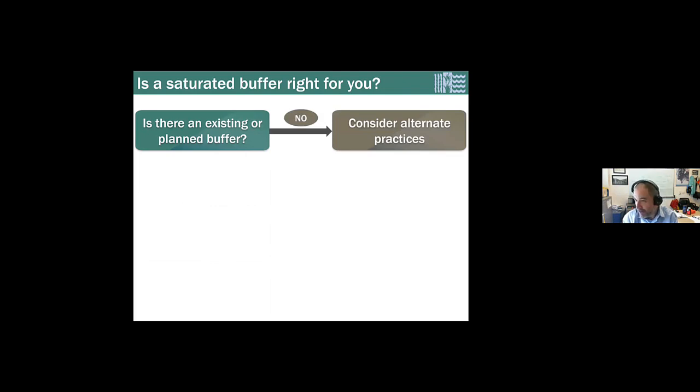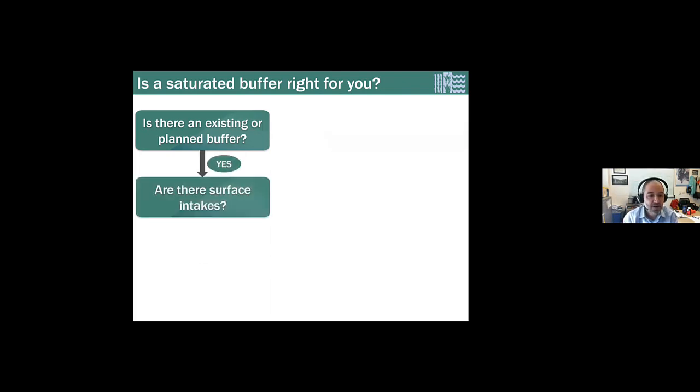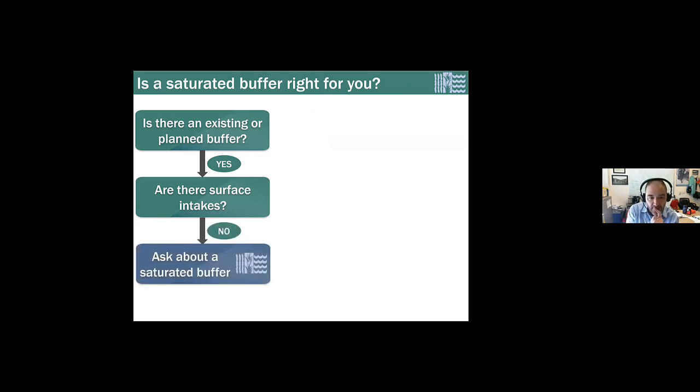So let's think about stepping through the saturated buffer. Would it work for you? Is there an existing or planned buffer? If no, then consider something alternative. If yes, the next step might be, are there surface intakes leading into the tile drainage in that field? If no, then we can probably go to a saturated buffer and think about that a little more, whether that might work. That might be where we start going to the saturated buffer viewer to see if the site comes up on that, or talking to one of our local professionals.